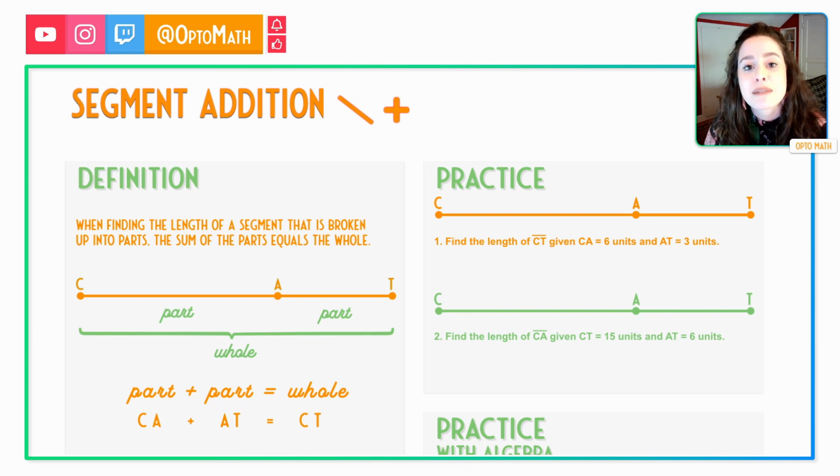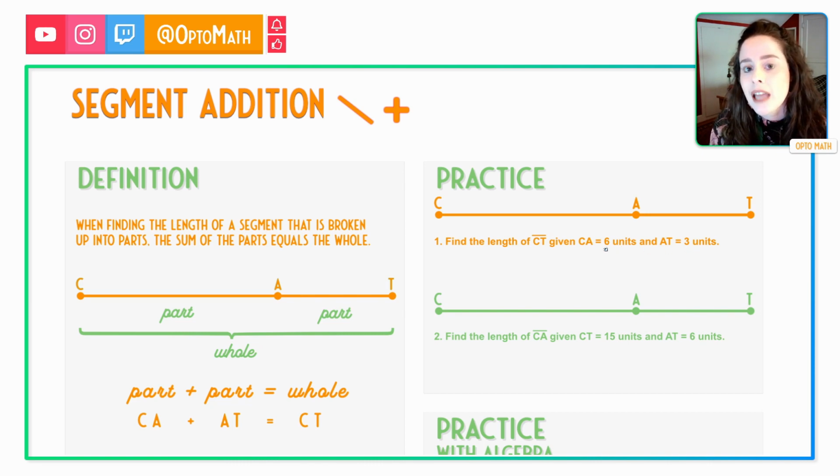Let's take a look at some practice. This is just with numbers, and then we'll have some practice with algebra in just a moment. Number 1, our orange picture. We've got the same segment, and it asks us to find the length of CT, so that'd be the total length. And we're given that CA is 6 units and AT is 3 units.